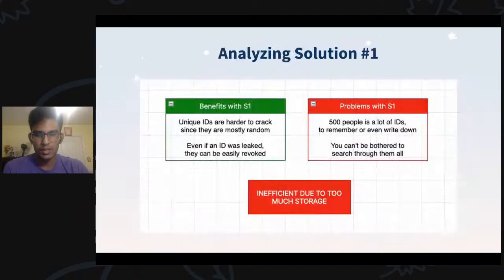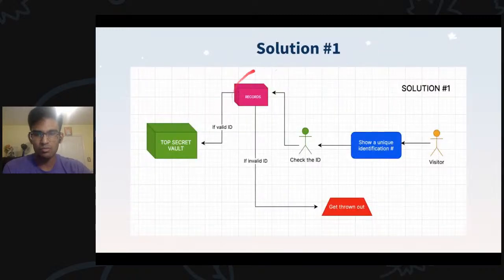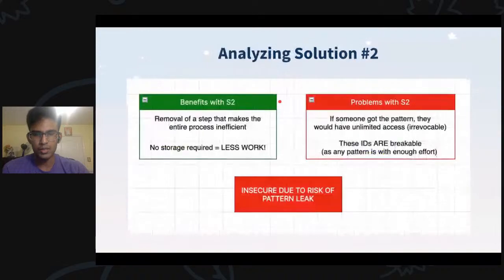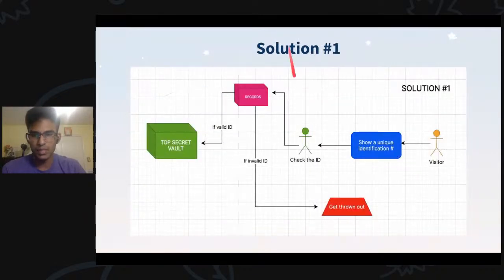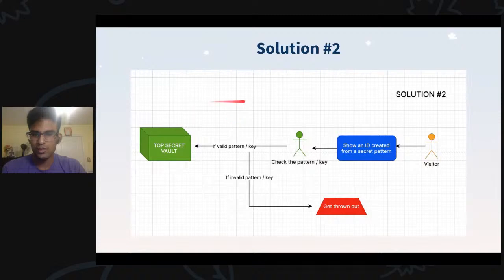And because of that, you might notice that we don't have any of these records anymore. So that's actually part of the analyzing. The benefit with solution 2 is that we remove a step that makes the entire process completely inefficient. In solution 1, we have this big list of 500 records. We have to create those records. We have to search through those records. And that's a big pain. In solution 2, it doesn't exist anymore.